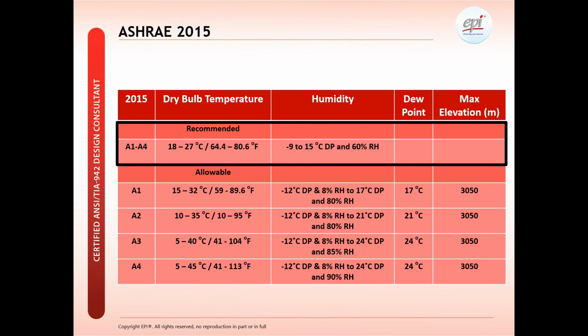TIA references ASHRAE 2015 as the guideline for data center computer equipment. ASHRAE has a range of requirements depending on the equipment type. ASHRAE will look at the recommended dry bulb temperatures, and it will look at the recommended humidity levels for long-term reliability. But if your equipment is of a different class, we may be able to run the data center at higher temperatures and wider humidity levels.